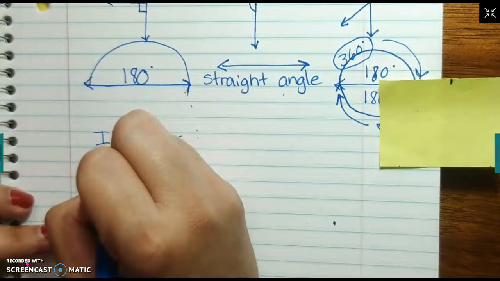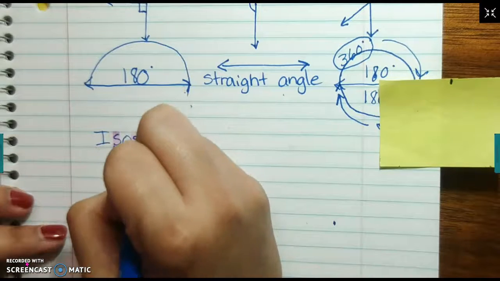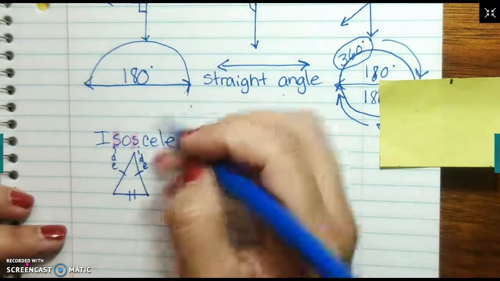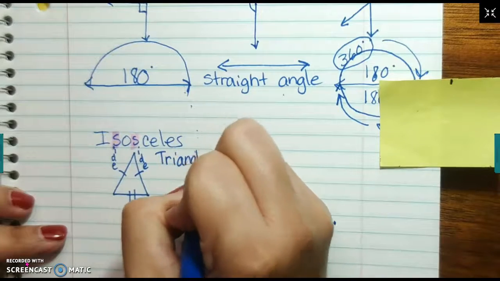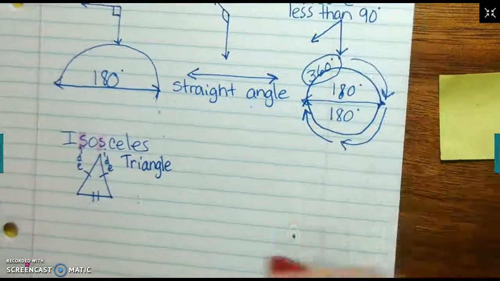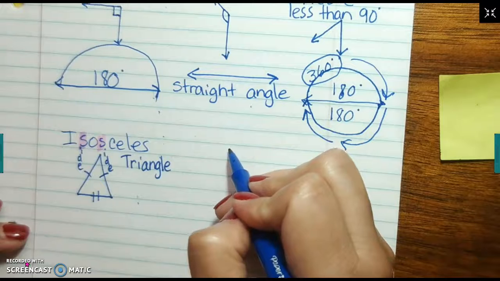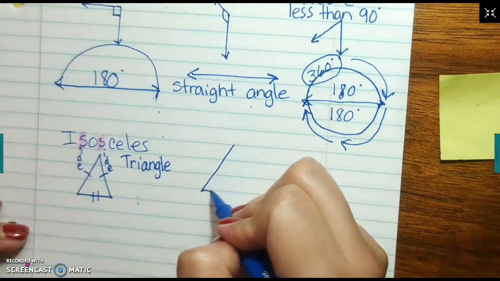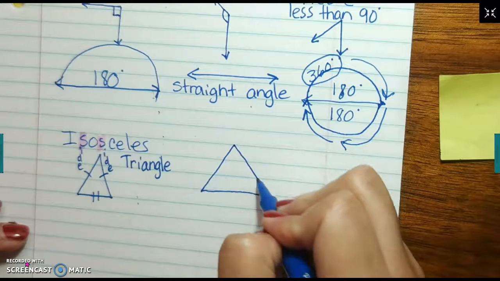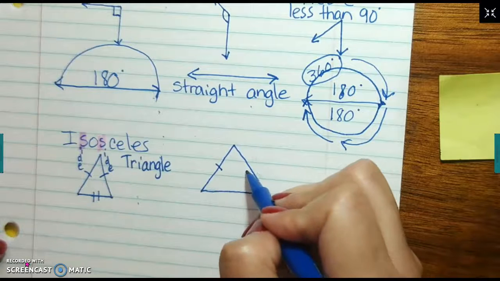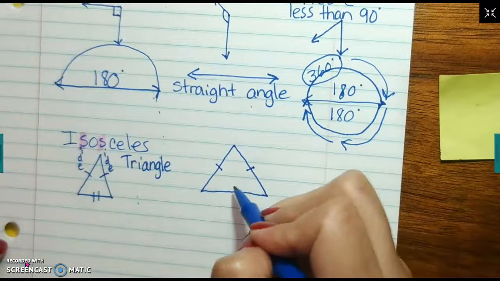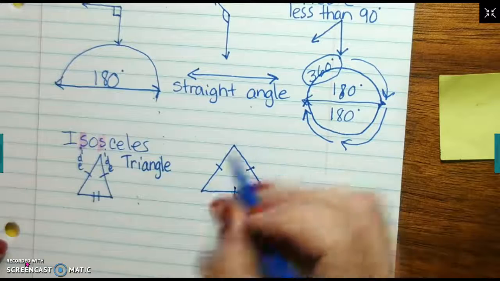Maybe I'll do side and side. 2 sides are the same here. Isosceles triangle will always have 2 sides the same. Then you have an equilateral, which will have 3 sides the same, and I'm going to try my best. They're probably not the same, but this side has to be the same length as this side, and this side has to be the same length as, all 3 have to be the same.